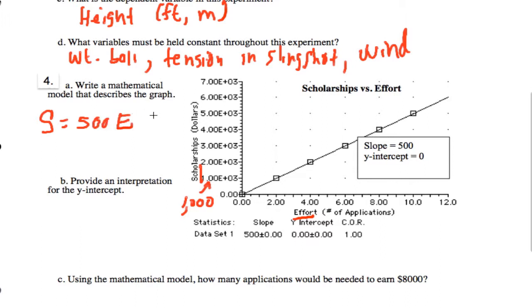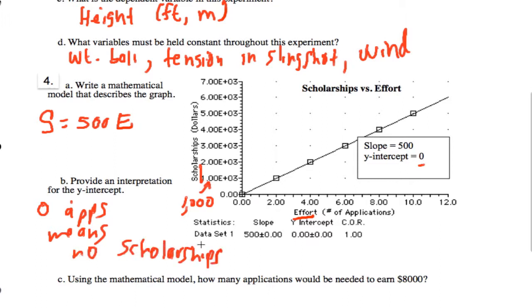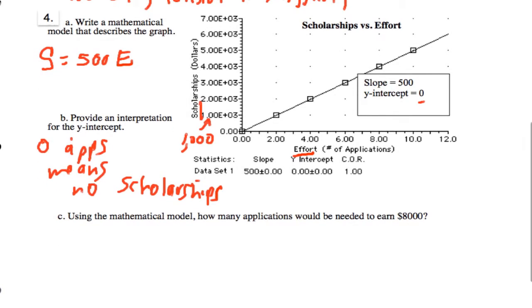500E, and my intercept is 0. And the interpretation of the y-intercept basically says 0 apps means no scholarships. If you don't get any effort, you don't get any scholarships. So I guess that's a metaphor for something, seniors.